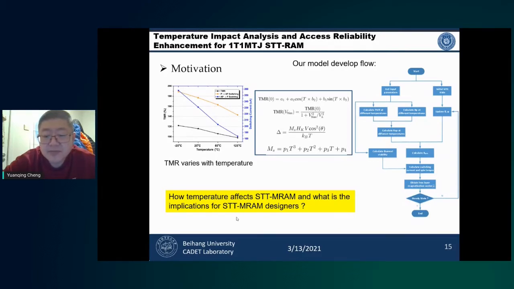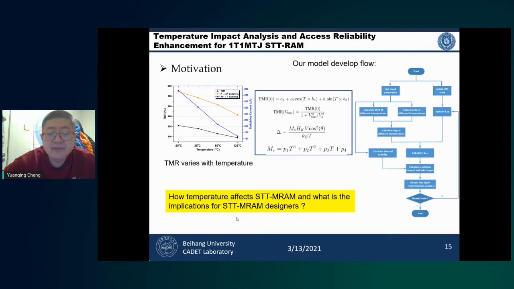And through the iteration, we can make our device model converge to a steady state so that it can generate the final values of theta and phi. Those are very important parameters of the MTG device. By integrating the thermal effect into our MTG device model, we can use it to evaluate the thermal impact on STT-MRAM memory access behaviors.